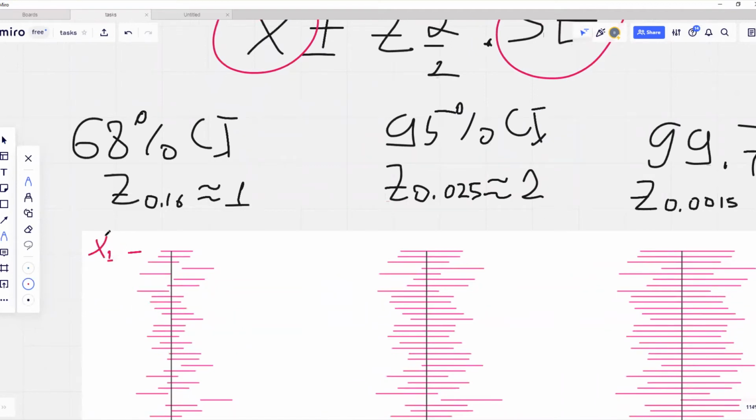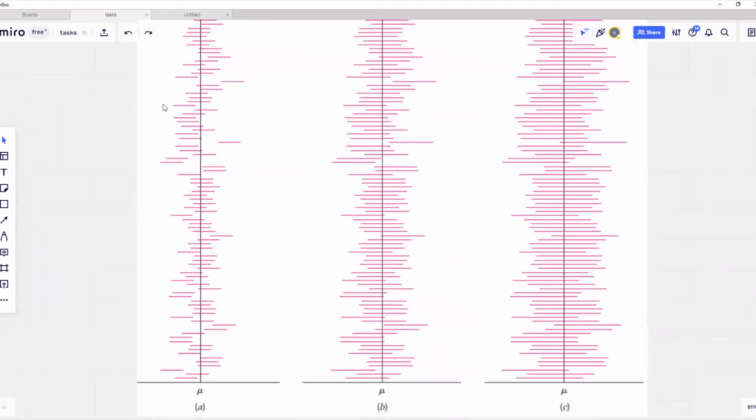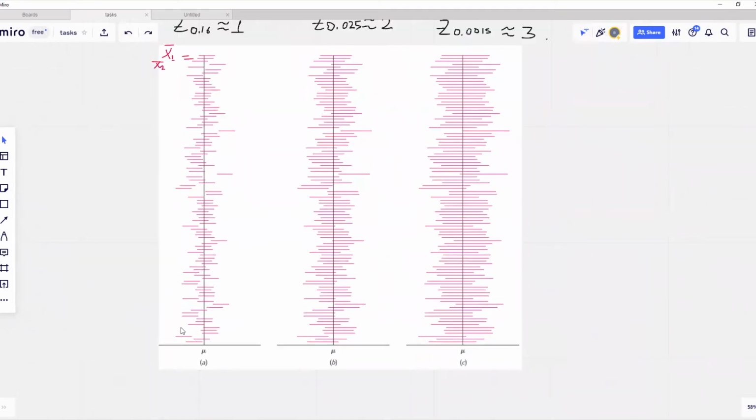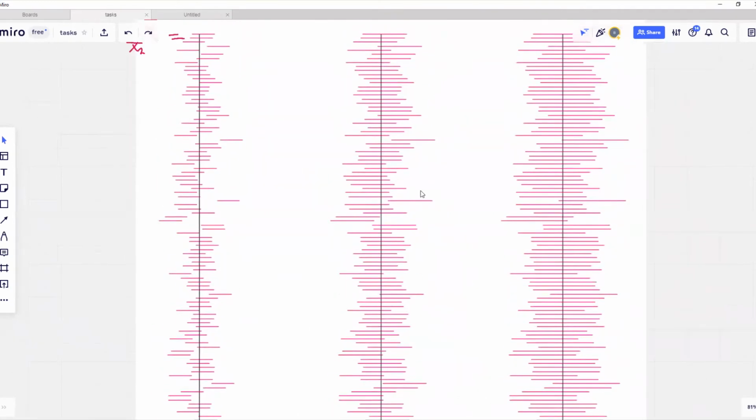So let's call this X1 bar. Then we repeat our experiment. We draw a sample of size 100 again. So this is X2 bar. And then we build different confidence intervals of different confidence levels. Now, if we repeat that experiment several times, as we simulated here, this black line for mu shows the value of the true population mean. So basically we are doing simulations here.